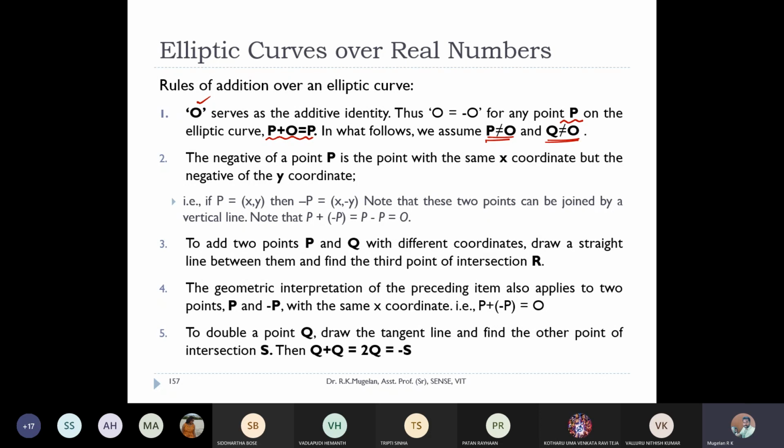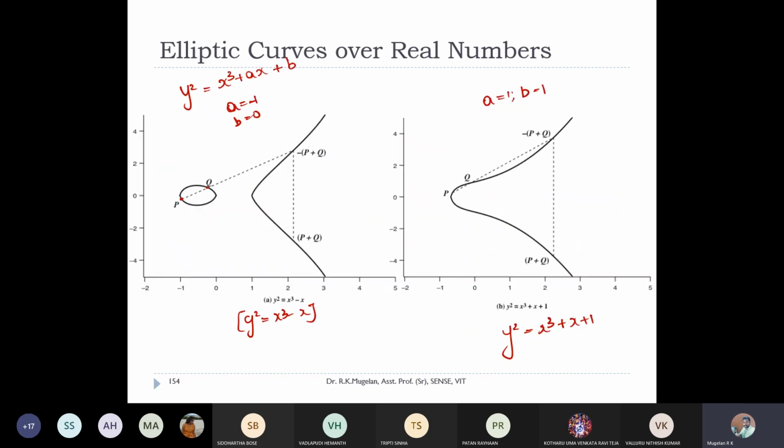Second, the negative of any point P. If you take any point on the curve, we will have a negative version of that point, because if you see this curve, it is symmetric about y equal to 0. You can see we draw a line here. Whatever you see in this quadrant will be a mirror image of this quadrant.